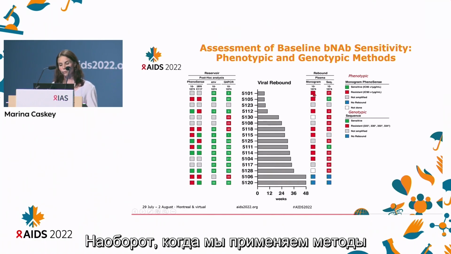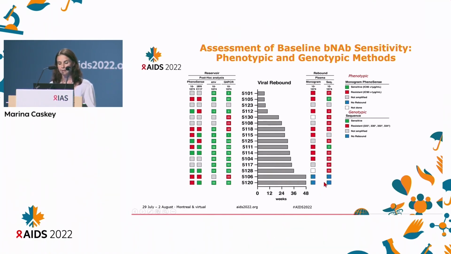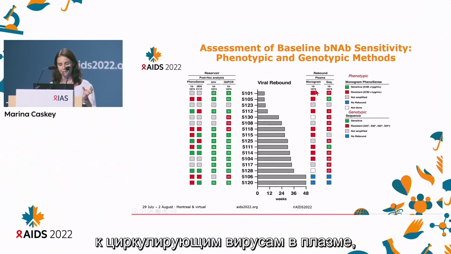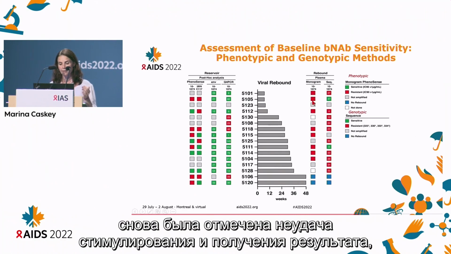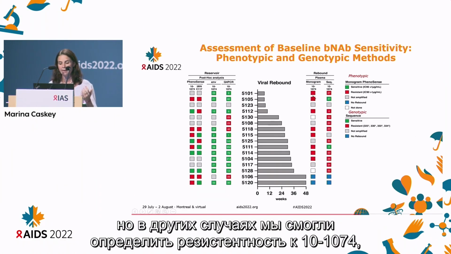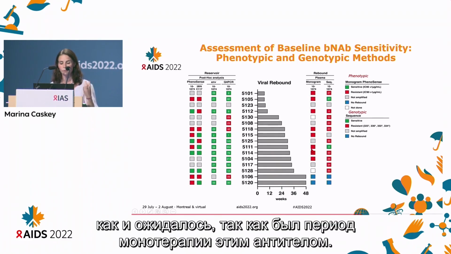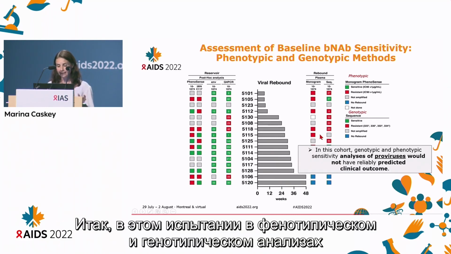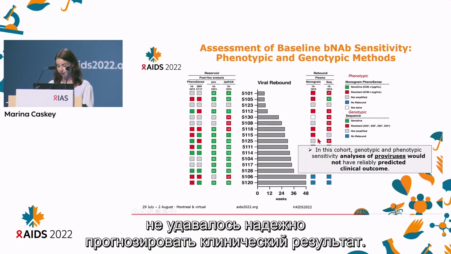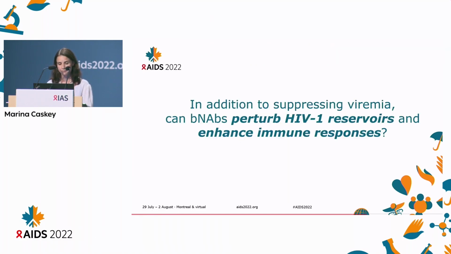In contrast, when we applied the methods to circulating viruses in plasma, we again saw some failure in amplifying and getting a result, but in other cases we were able to detect resistance to 1074, as was expected because there was a period of monotherapy with this antibody. So in this cohort, neither assay, genotypic or phenotypic, would have reliably predicted clinical outcome.